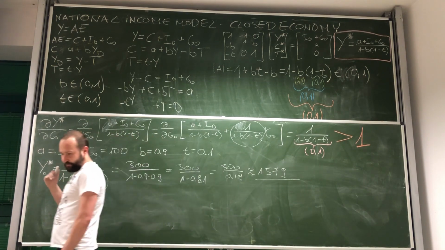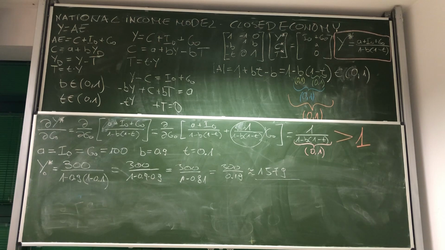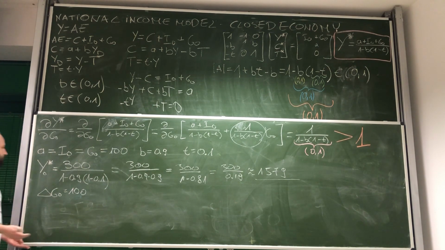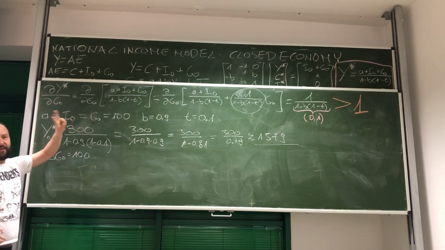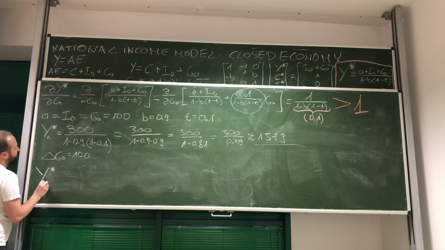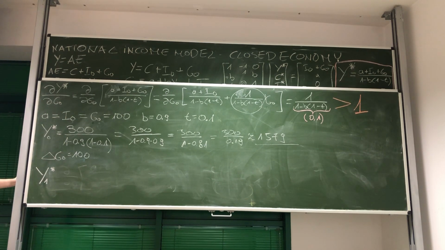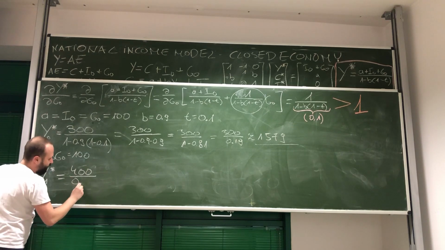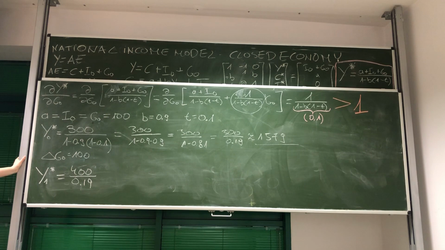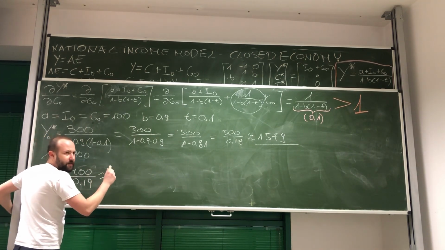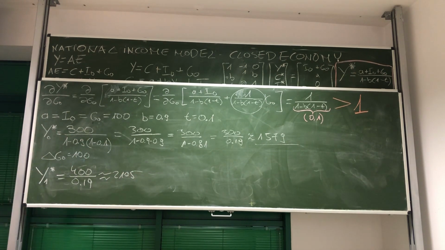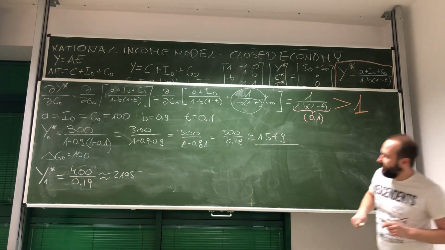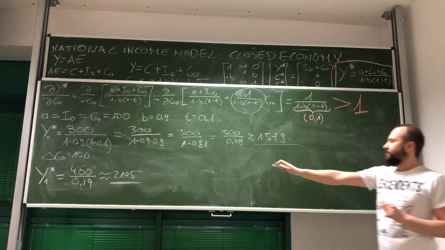Now, what would happen here if government spending would increase by 100? Now, instead of 100 here, we would have 200. So in order to calculate GDP, what would we have to do? Well, we would take now 400 on the top, and we would divide it by 0.19, just as before, and we would get that this is approximately 2,105. So we have actually calculated GDP in these two points.